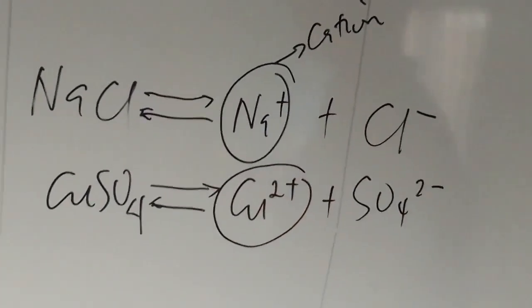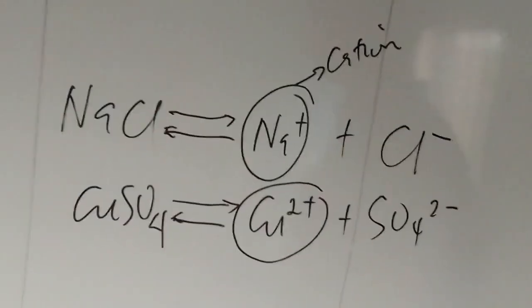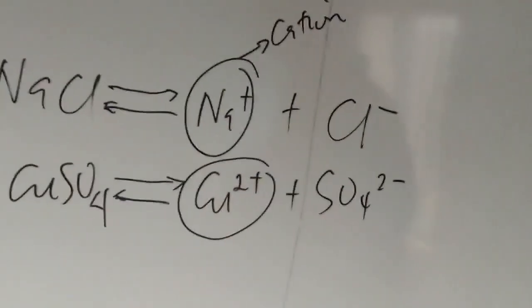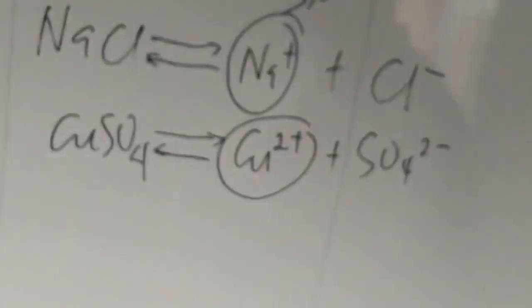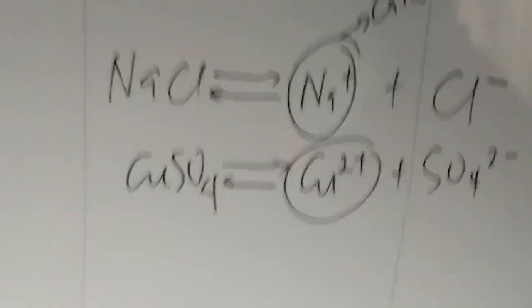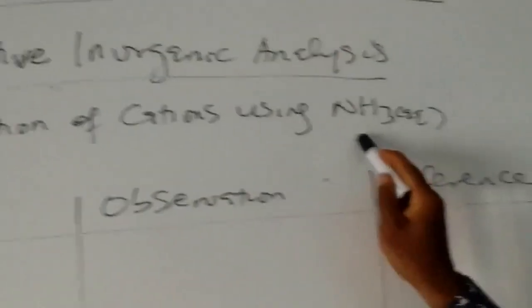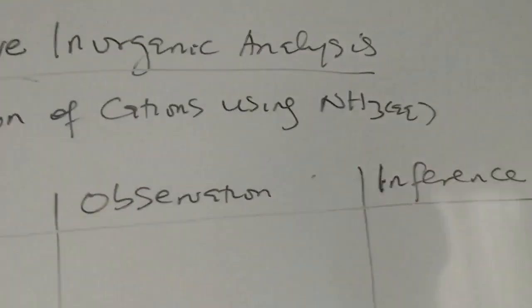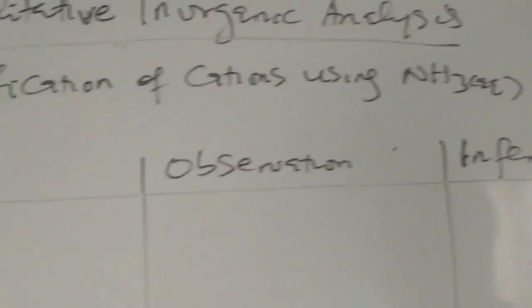So we're looking at the test for cations. How can we identify a cation? If you're given an unknown salt, how do you know the cation or the positive ion present in that salt? Our test today will be based on using ammonia to identify cations, using aqueous ammonia.